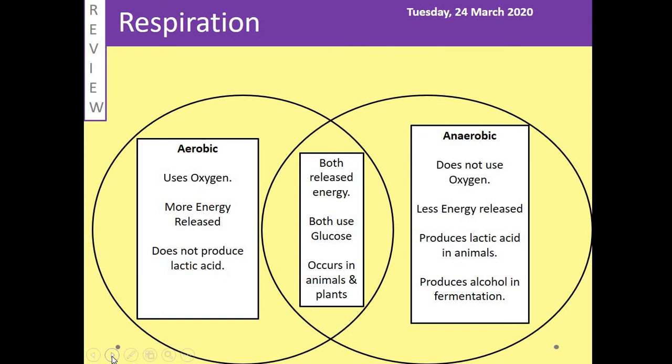And of course, anaerobic respiration does not use oxygen, it is without oxygen. Less energy is released, 2 to 3 ATP molecules per glucose molecule. It produces lactic acid in animals, and produces alcohol in fermentation, which is very useful for making delicious beers and wine.